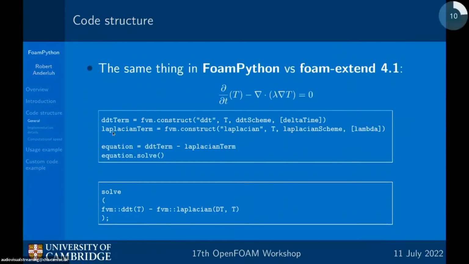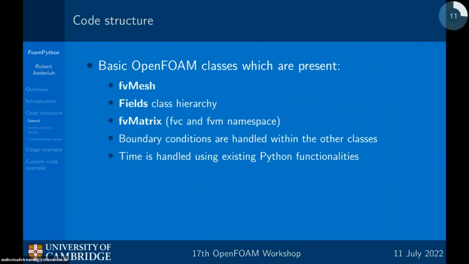And this is exactly what I was talking about. The top example is how it looks in Foam Python, and the bottom is how it looks in FOAM-Extend 4.1. This is the laplacianFoam solver. You see ddt of T minus Laplacian of T, and it's very, very similar in Foam Python. I'll comment on that a bit more in the code later.